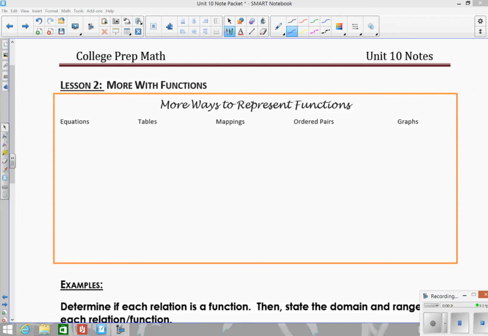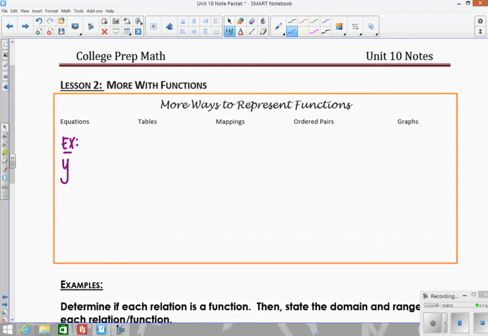When we look at these different ways to represent functions, you can also represent relations using these same methods. And when we look at these, we want to talk about what makes this kind of relationship a function. Whenever we have equations, basically any equation is going to be a relation because it's going to show you how x and y are related.